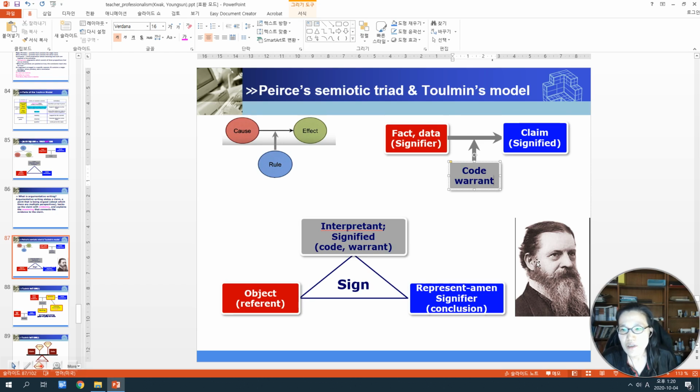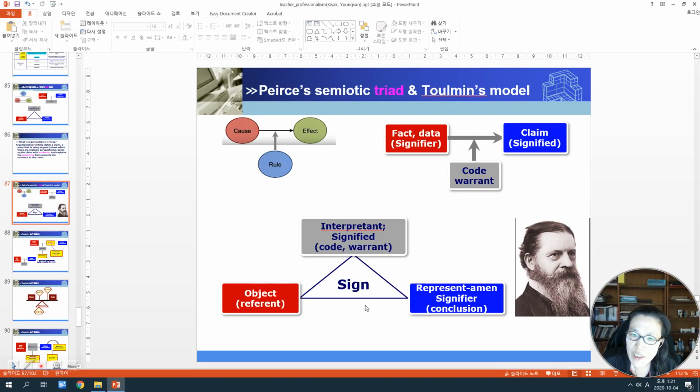Also, Charles Sanders Peirce proposed a three-component model, the so-called semiotic triad, in his reasoning or semiosis. Peirce is the one who proposed the abduction model. You remember abductive reasoning, which starts from the effect and you propose some hypothesis, and then based on the hypothesis, you can explain the cause of the effect. That was abduction, and he also proposed this sign or semiotic model, which is composed of three components.